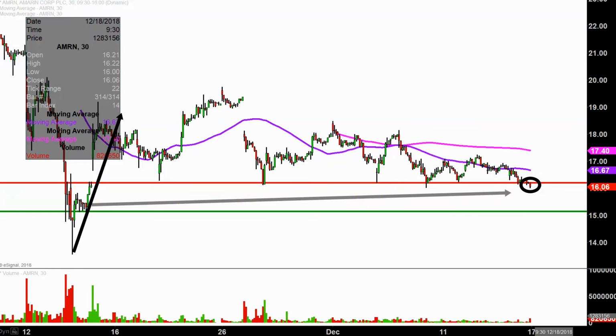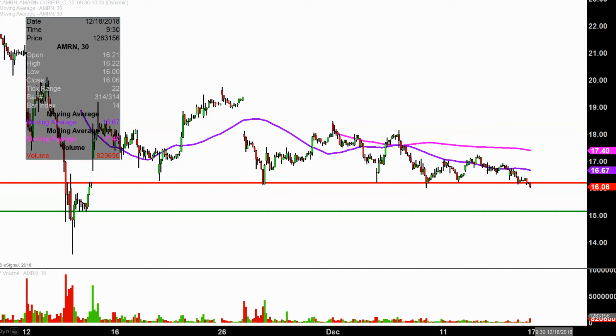Now, it's not technically a gap, but I just mean a gap in the sense of the space between these areas of support. So again, not saying it's shooting straight down to 15. I'd be shocked if that were to occur. But could it continue to drift downwards? That also wouldn't be shocking.